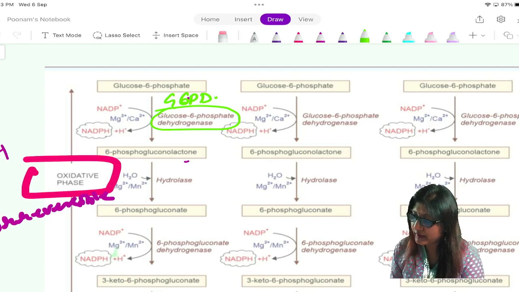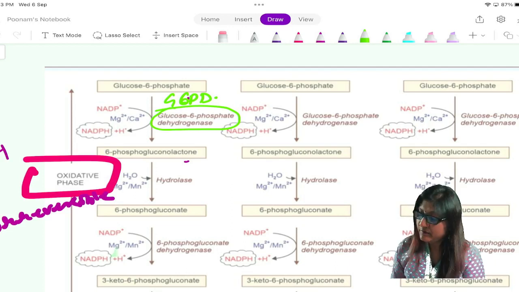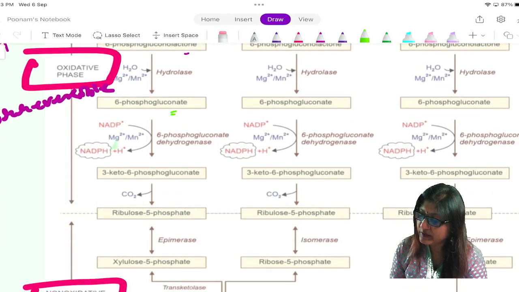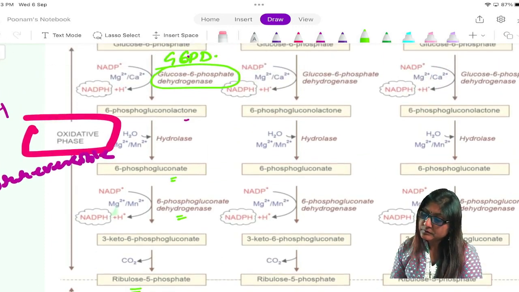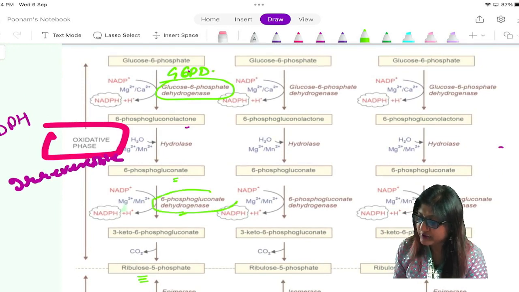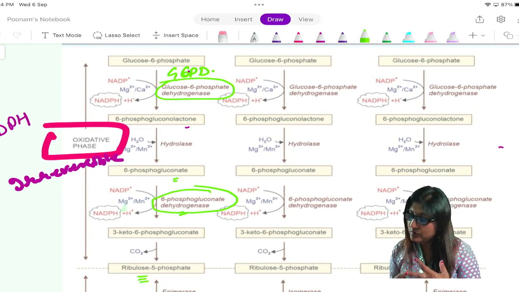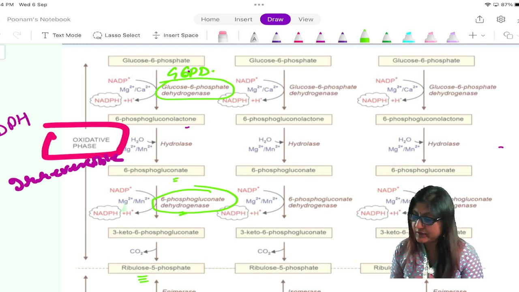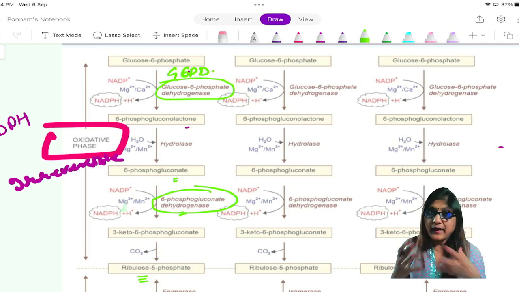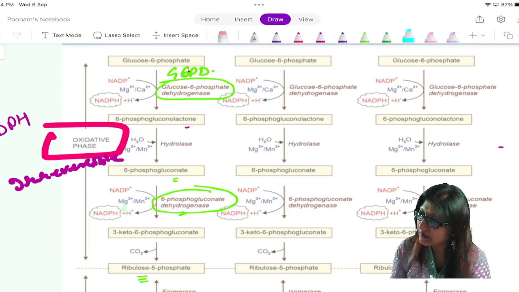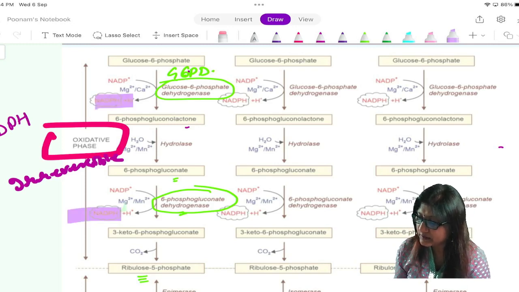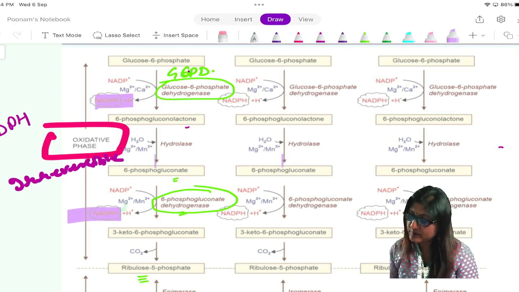This 6-phosphogluconolactone is converted to 6-phosphogluconate via hydrolase enzyme, and 6-phosphogluconate is next converted to 3-keto-6-phosphogluconate by 6-phosphogluconate dehydrogenase, and this 3-keto-6-phosphogluconate is converted to ribulose 5-phosphate. So you understand we have two dehydrogenases, G6PD and 6-phosphogluconate dehydrogenase, and both require NADP as a coenzyme. So NADPH is getting generated here, right? And these reactions are all irreversible.